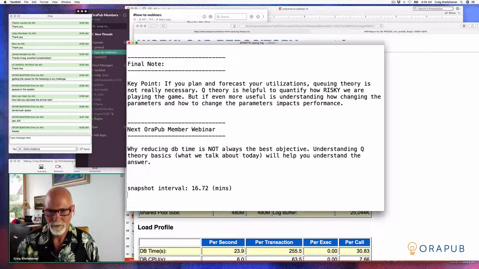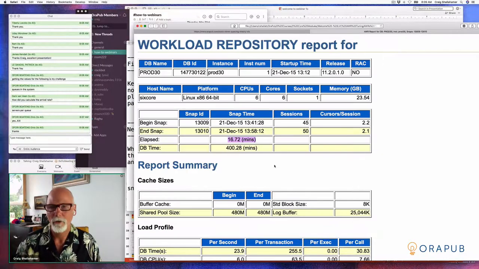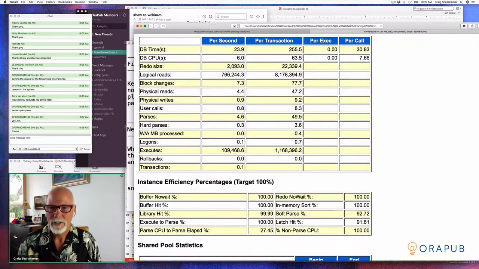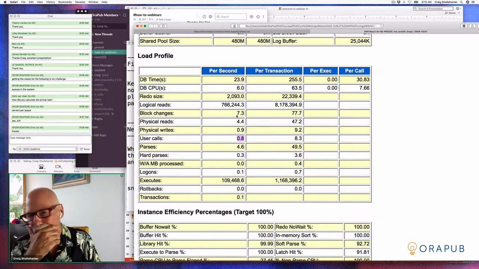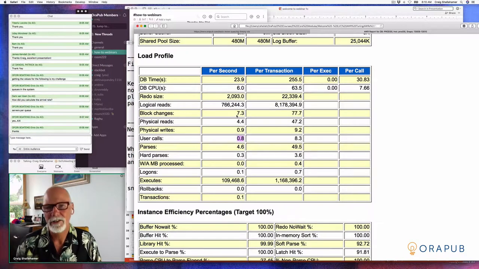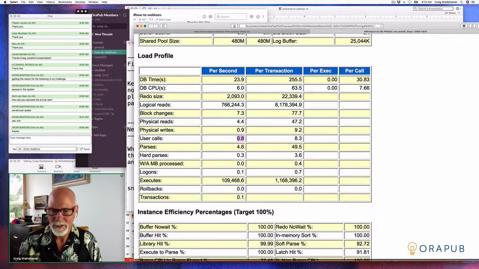Okay, minutes. I need to know my total workload. All right, so for my total workload, we can use user calls. By the way, this is per second. Per millisecond, this is going to be super tiny. So we're going to go per second on this. Let me look for user calls.